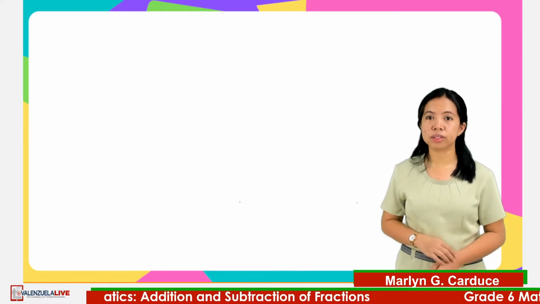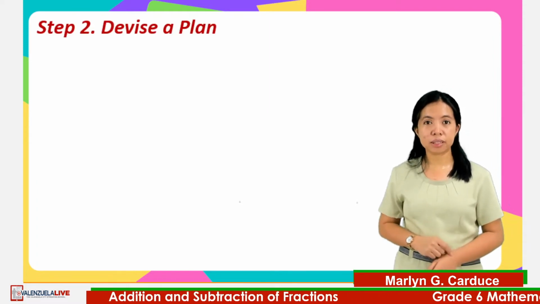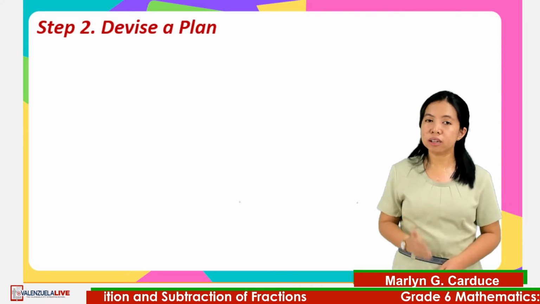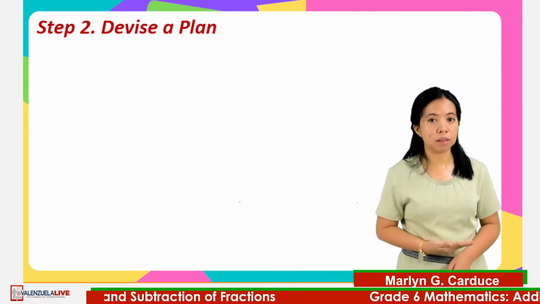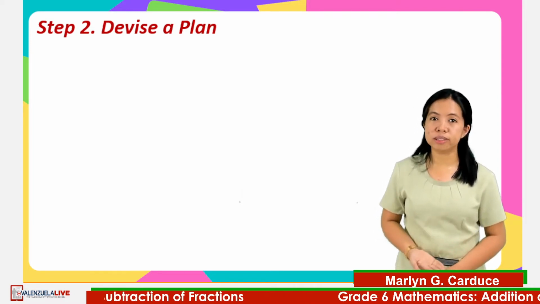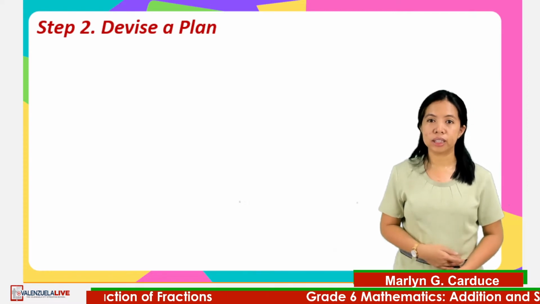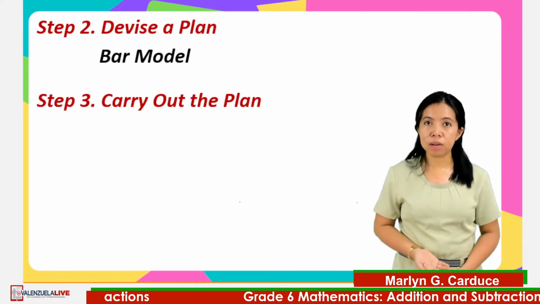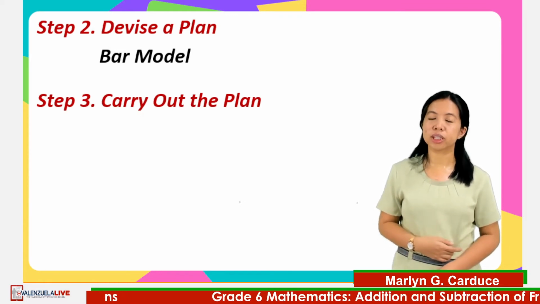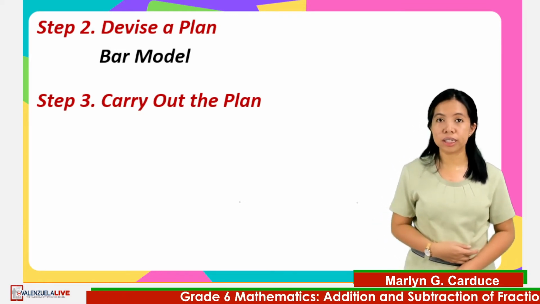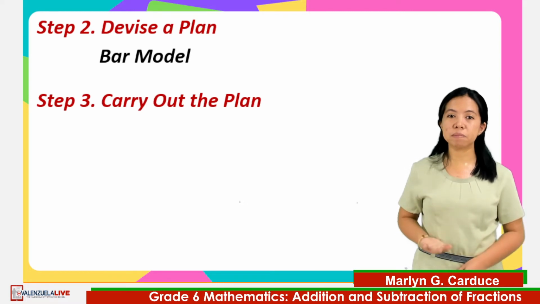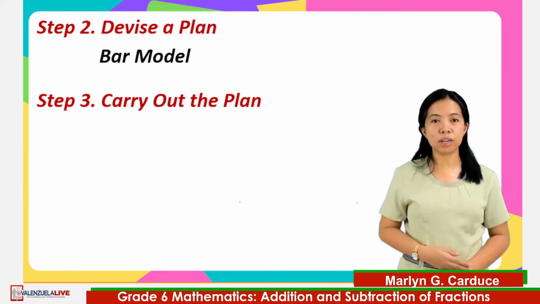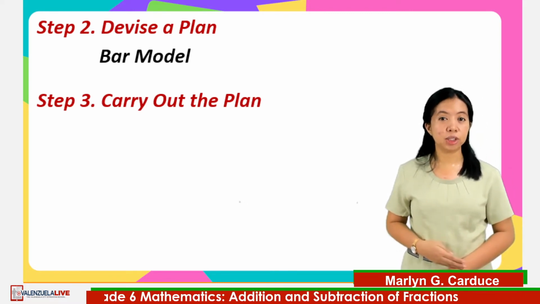Let's proceed to step 2. Devise a plan. We need to think of a strategy to solve the problem, and it also includes the operation. So in this problem, we can use a bar model. For step number 3, carry out a plan or solve the problem using the chosen strategy.